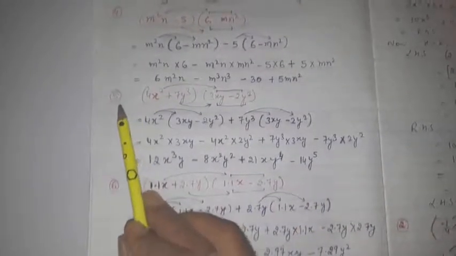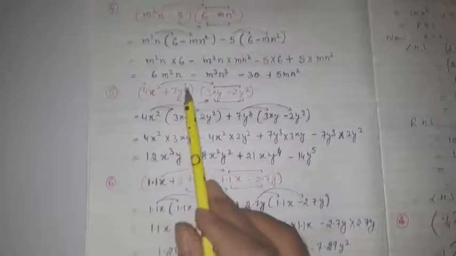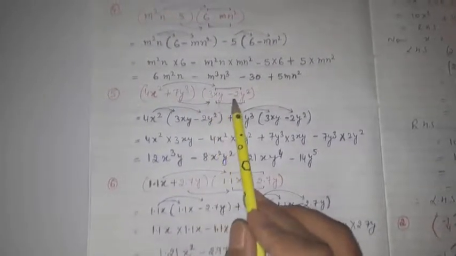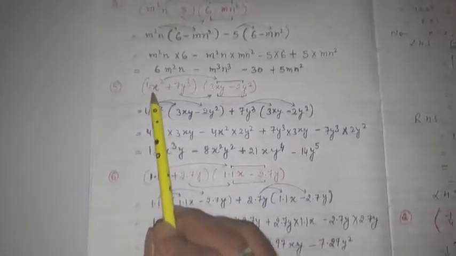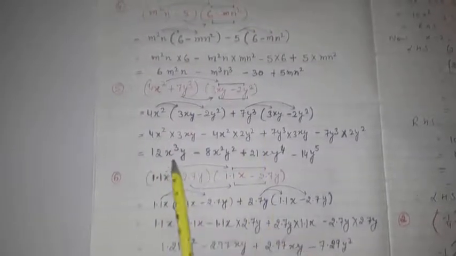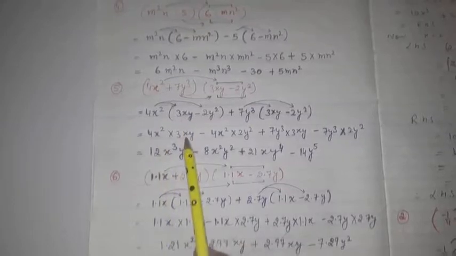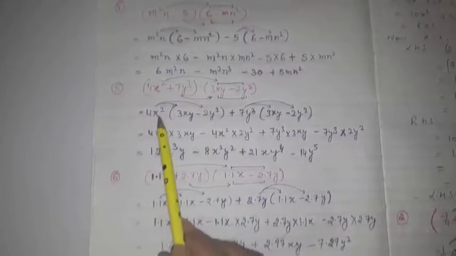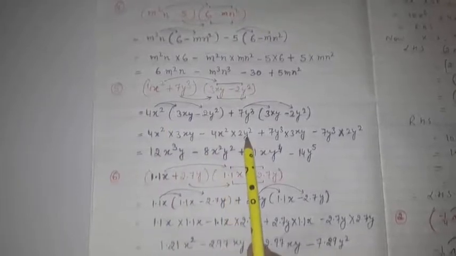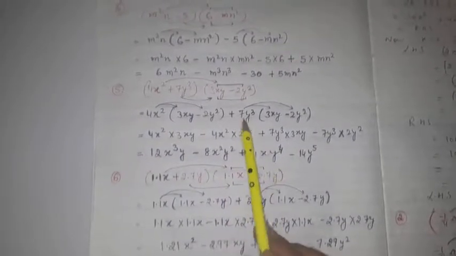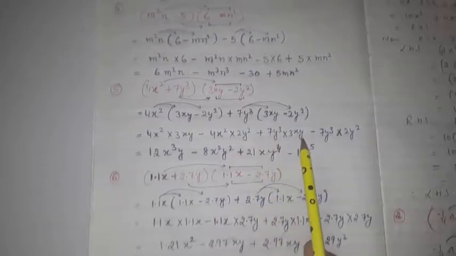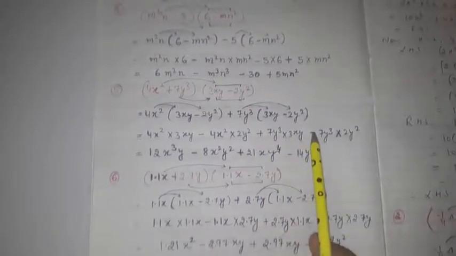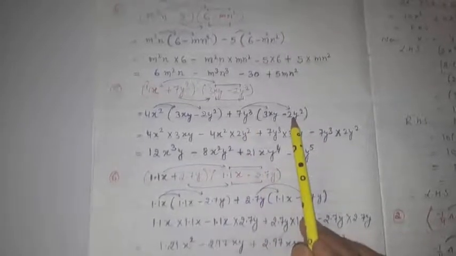The next part, question number 1, fifth part, (4x square plus 7y cube) into (3xy minus 2y square). In this case, we multiply the first term with the second and second term with the second as it is. Now 4x square into 3xy, minus sign, 4x square into 2y square, plus 7y cube into 3xy, minus sign is there, again 7y cube into 2y square.